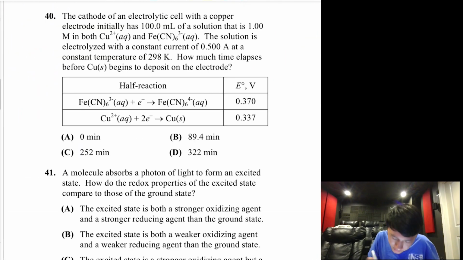The cathode of an electrolytic cell with a copper electrode has 100 mL of a solution that is 1 molar in both copper 2+ and this iron cyanide complex. The solution is electrolyzed with a constant current of 0.5 amperes at a constant temperature of 298 Kelvin. How much time elapses before Cu starts to deposit on the electrode?